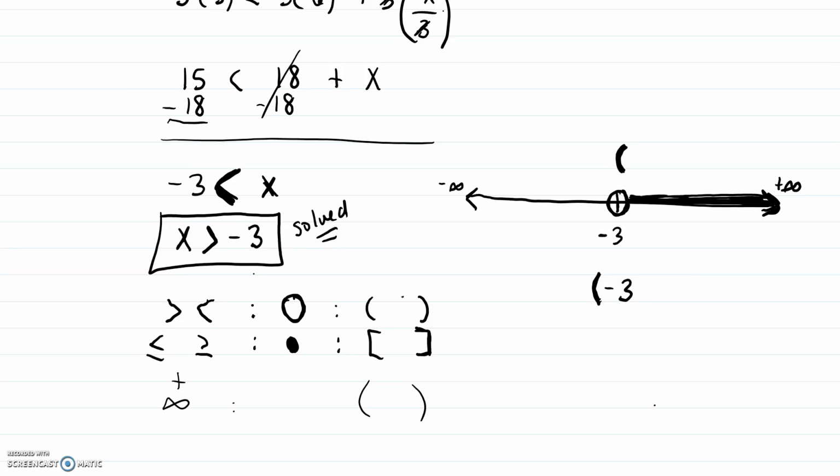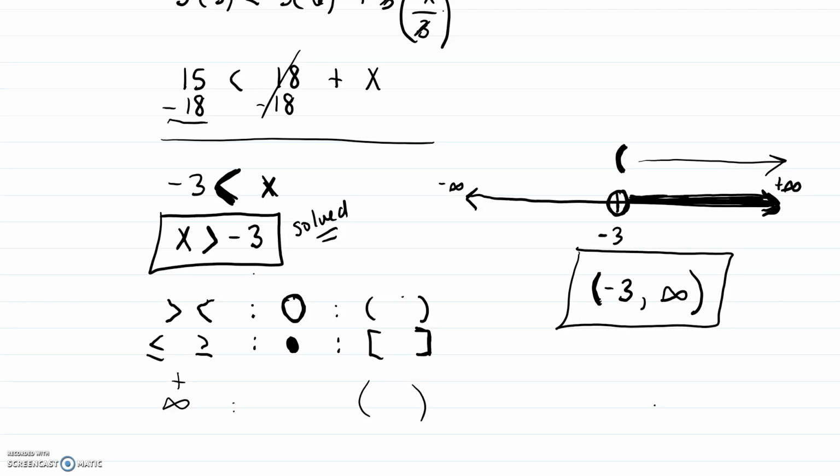We're going to use parentheses to indicate that point's not included. And then go to your most right-hand point, and this is going toward positive infinity. Always put parentheses around infinity. So there's your interval notation, negative 3 to infinity, and solved, graphed, and interval notation.